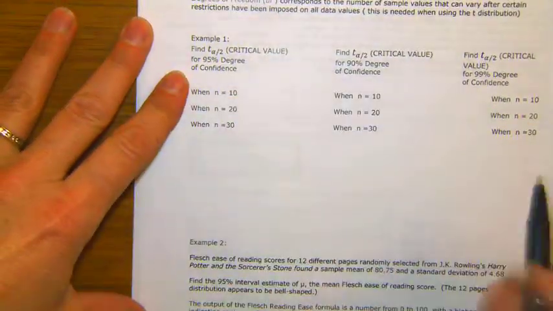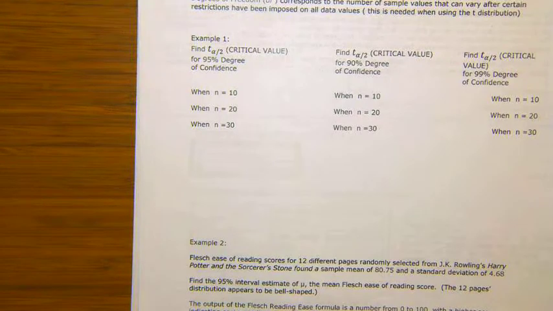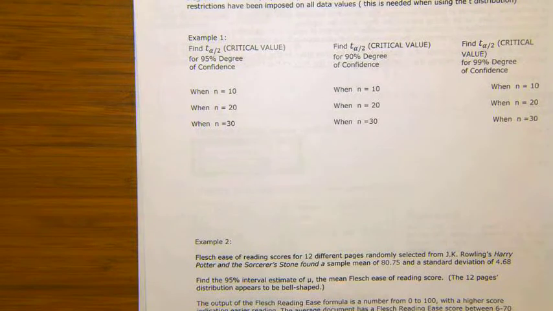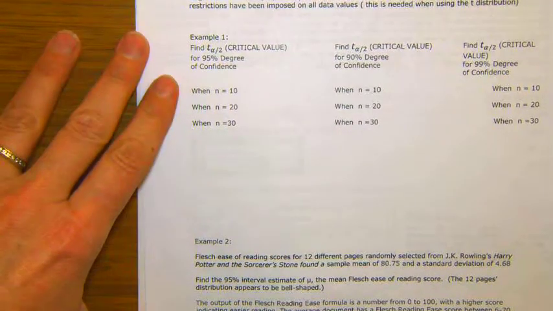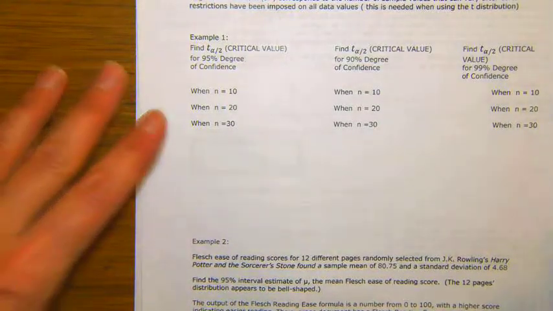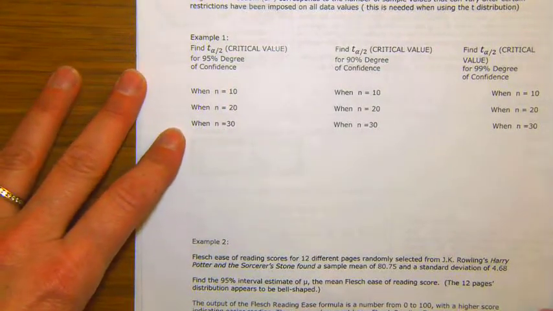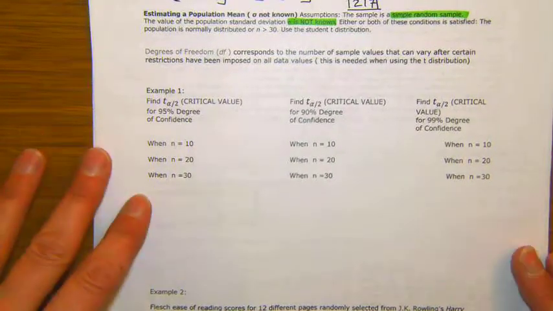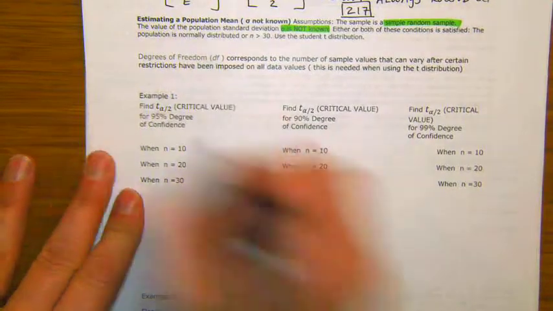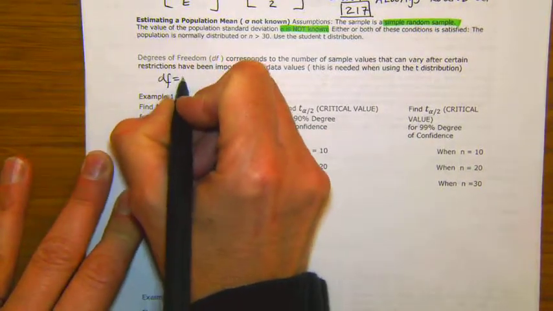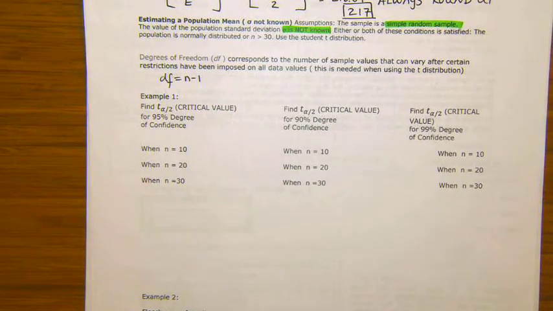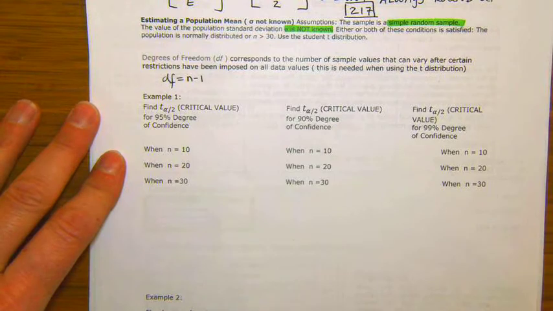All right, so we're going to look at the t-distribution. One new thing is the degrees of freedom up here, and it says the degrees of freedom corresponds to the number of sample values that can vary after certain restrictions have been imposed on all the data values. Okay, the degrees of freedom for our t-distribution is always going to be equal to our sample size minus 1. So if you have a sample size of 20, we're going to have 19 degrees of freedom.